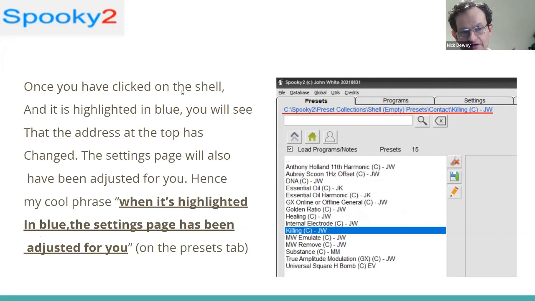So once you've clicked on the shell, it'll become highlighted in blue in this presets tab. The address at the top, you'll see, which I've underlined in red, has changed. And it's changed to accept the fact that the shell has now been loaded up, which means that the settings page is now adjusted. We don't have to worry about that too much. So this is why I've created this cool phrase, which I hope everyone's going to start using. You know, when it's highlighted in blue, the settings page has been adjusted for you. Makes sense and it rhymes, but that's for your presets page, your presets tab. Does that make sense? Hopefully so.